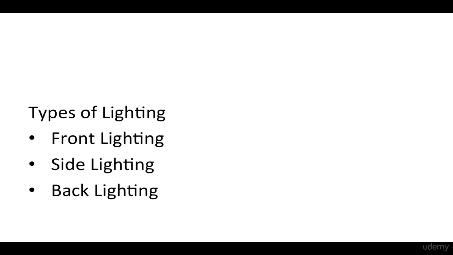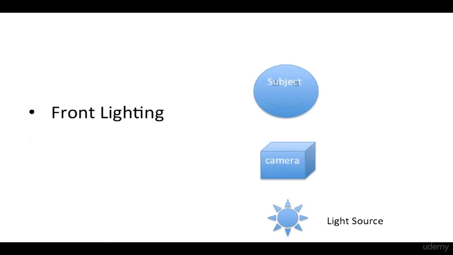There are several types of lighting for photography: front lighting, side lighting, and backlighting. I'll discuss this in the next slides. Front lighting: behind the camera, giving the subject an even exposure. This kind of lighting is the simplest and easiest to meter.